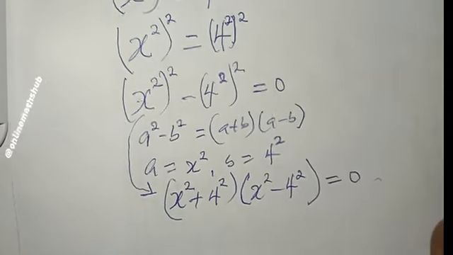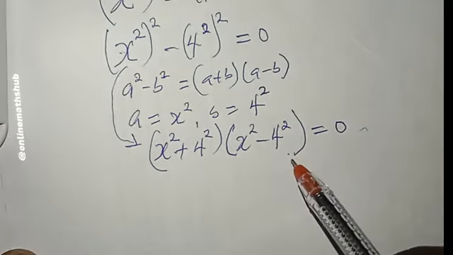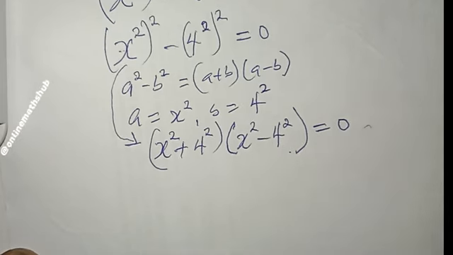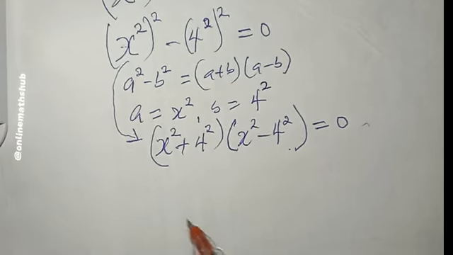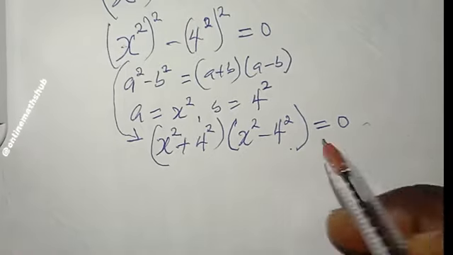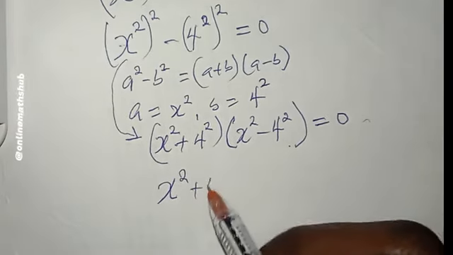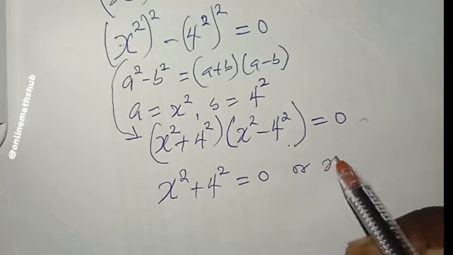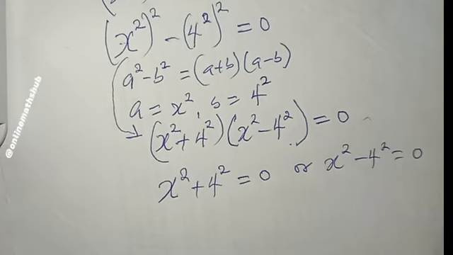because this is equal to 0. What we're going to use to simplify further is the zero product rule, which basically says that when the product of two or more terms is equal to 0, you can guarantee that either one of the terms is equal to 0, or all of the terms are equal to 0. So here this implies that either x squared plus 4 squared is equal to 0, or x squared minus 4 squared is equal to 0.